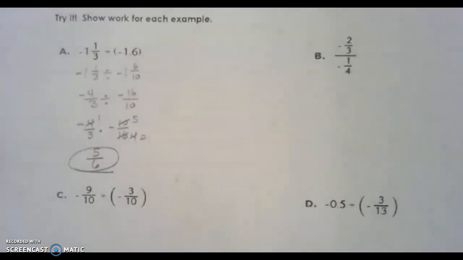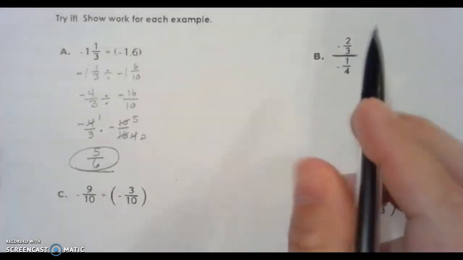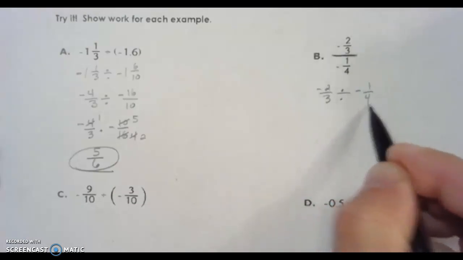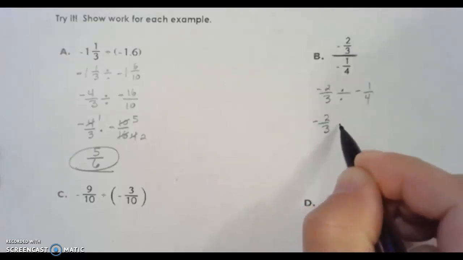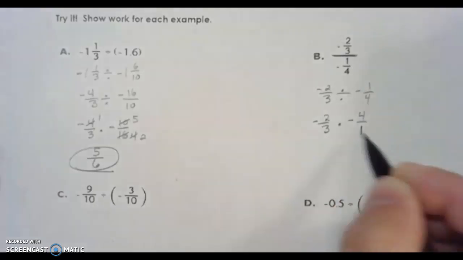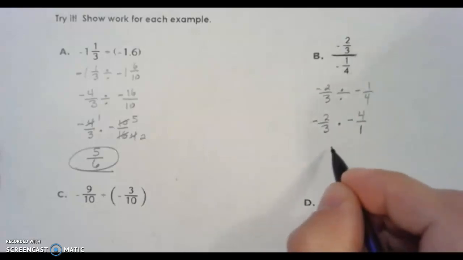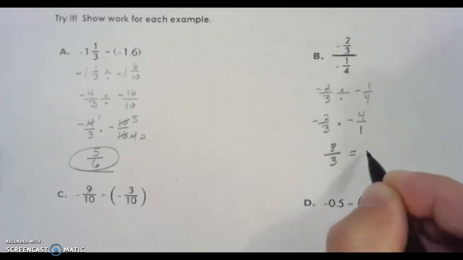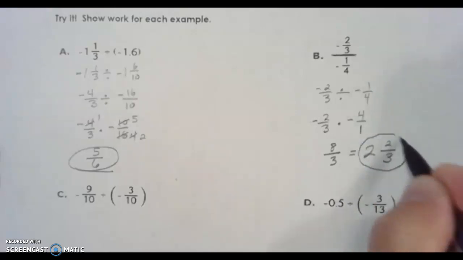In example B, we have -2/3 over -1/4. Remember, this complex fraction means division, so -2/3 divided by -1/4. When we multiply by the reciprocal, -2/3 times -4/1. Nothing simplifies, so now I multiply. A negative times a negative is positive, so this is going to be positive 8/3. 3 goes into 8 twice, with 2/3 still left over.